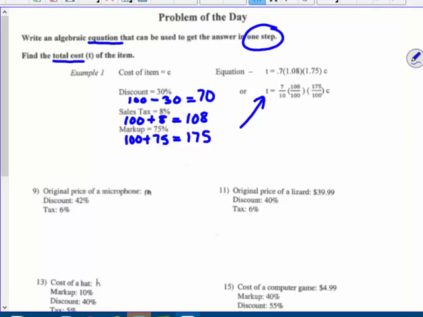Now I want you to do the same thing, follow the example, for these questions. You're finding the total cost. So you're going to write a T equals for number 9, 11, 13, and 15. And then explain the difference between an expression and an equation on the bottom. So that's for you to do in the video. So pause the video and do this page.